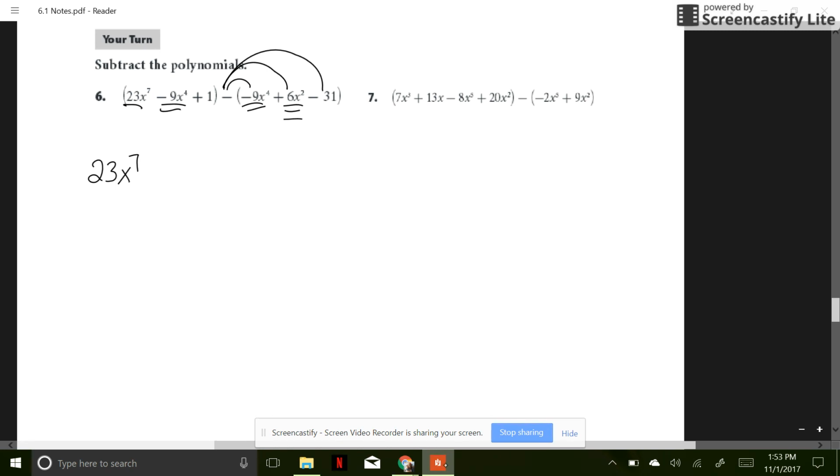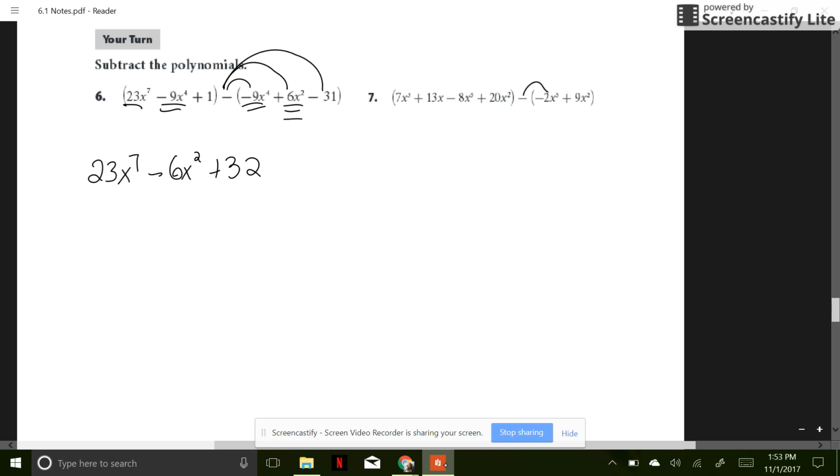Next we've got the x squared. It's positive 6, but when we distribute that negative, we'll get negative 6x squared. Constant terms, we've got a 1 minus negative 31, so essentially 1 plus 31 gets us plus 32.